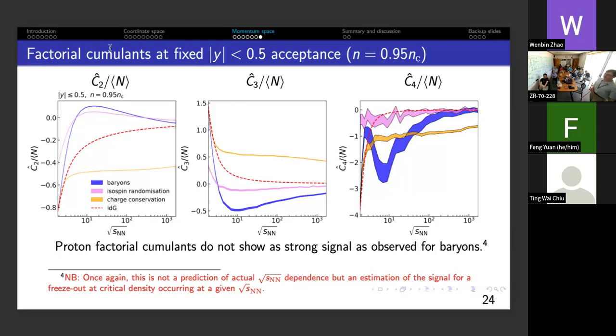But it's not that bad because, first of all, the blue line, the full baryonic system, is very, very much non-Gaussian, and also because this orange line with charge conservation for low energies is also quite different, at least for factorial cumulants, from the ideal gas. So factorial cumulants do not show a strong signal for the protons, but still I think it was worth noticing that it deviates from the ideal gas, which is a nice result.